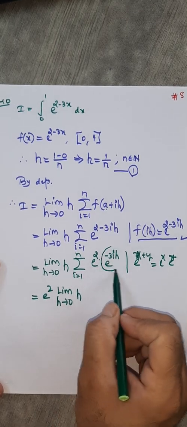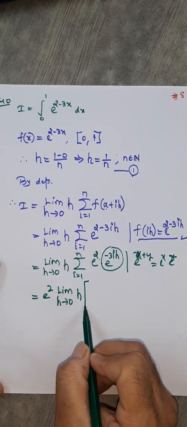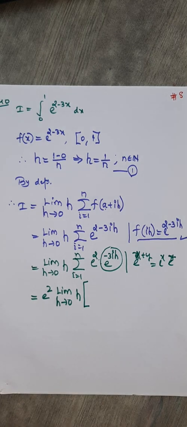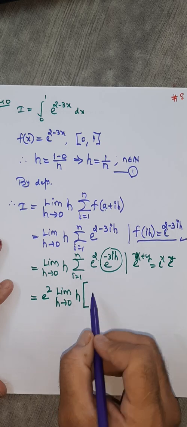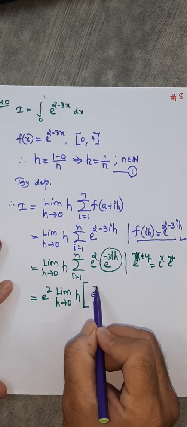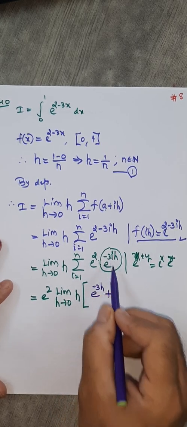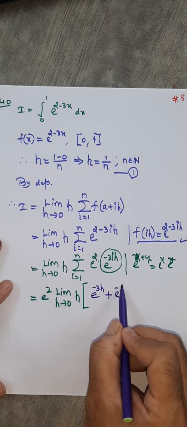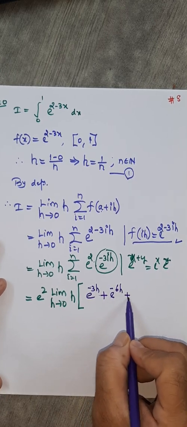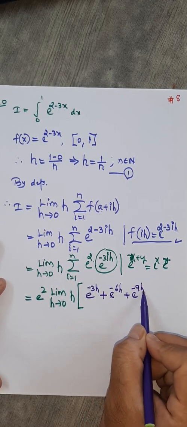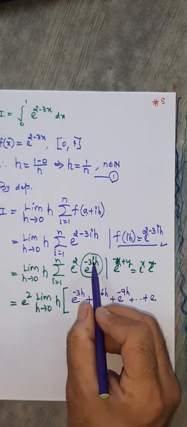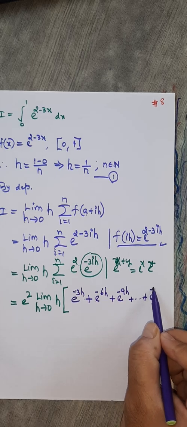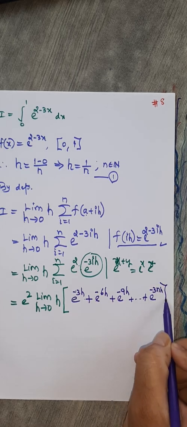Now you have this much only, so I'll drop the sigma notation. In exponential questions, if you recall, we used to do it like this. First put i equals 1, so e raised to minus 3h. i equals 2, e raised to minus 6h. Then minus 9h and so on. And the last term is e raised to minus 3nh.